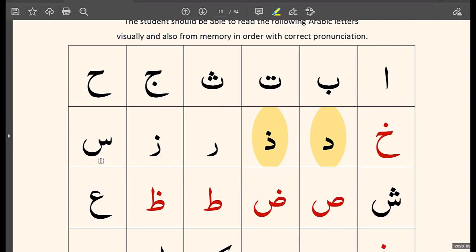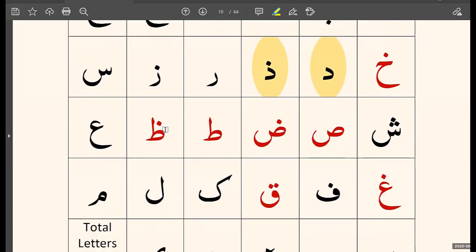Sin, sheen, then there's no swad here, simple sod, and alif. Sod. Not zod, it's not za. It's dod, when the edge of your tongue on the left touches the molar teeth on the left side. Dod. Sod. Okay. Next.